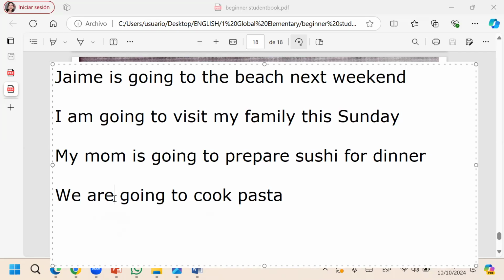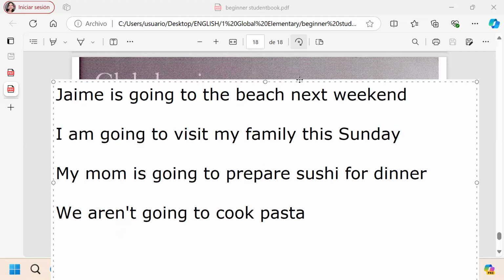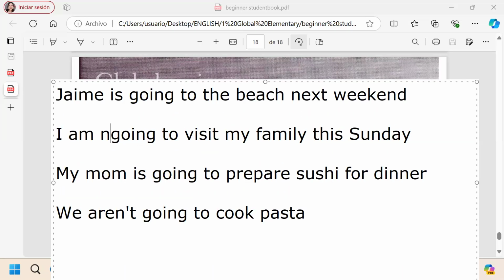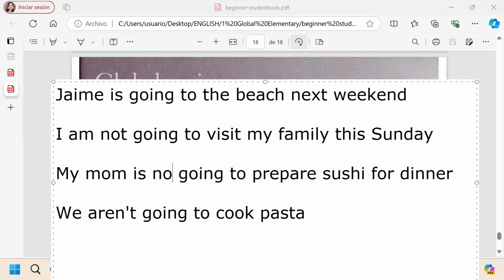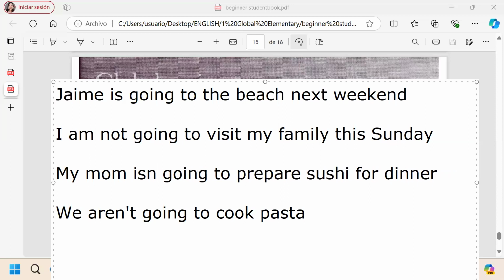For example, we aren't going to cook pasta. We aren't, we're not. It's a negative. For example, I am not going to visit my family this Sunday. My mom is not going to prepare sushi for dinner. She's not. So positive or negative sentences using the future.